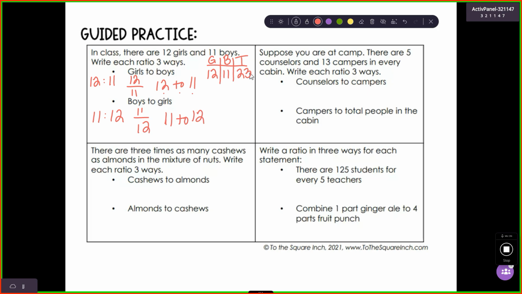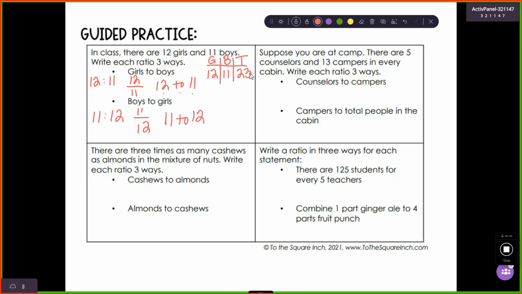Now, did they do anything with the total, with the whole? No, but they could have. They could have said, what's girls to total? And then you would have said 12 to 23. They could have said total to boys. Then you would have said 23 to 11.